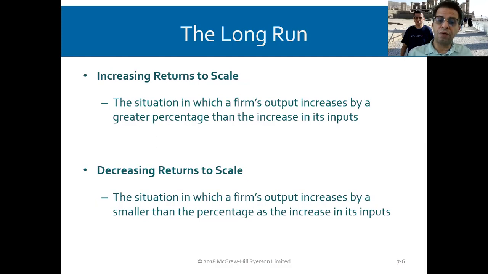Then we have increasing returns to scale, which is the situation in which the firm's output increases by a greater percentage than the increase in its input. And then we have decreasing returns to scale, which is the situation in which a firm's output increases by a smaller percentage than the increase in its inputs.